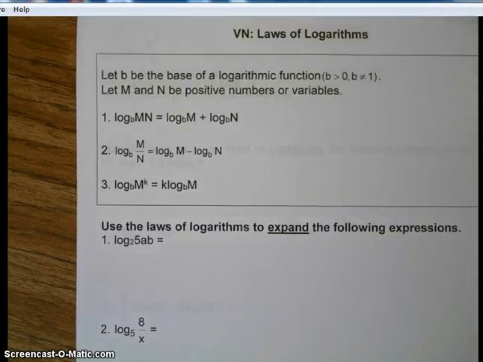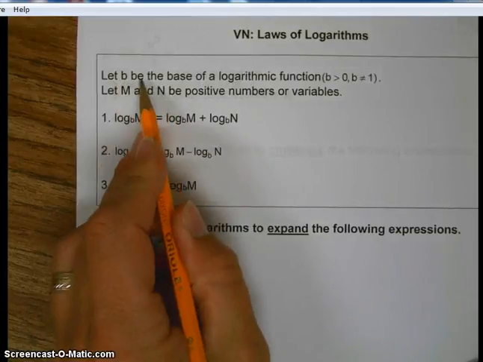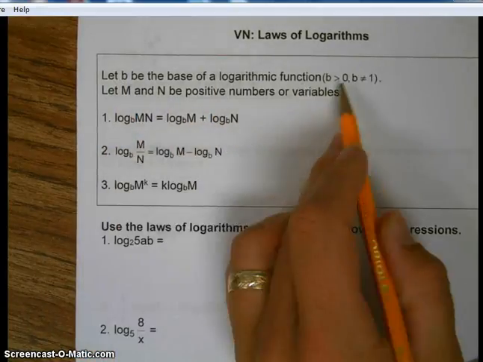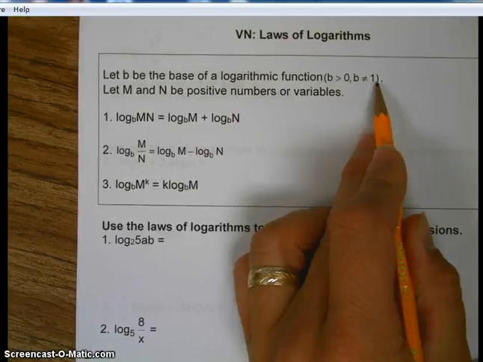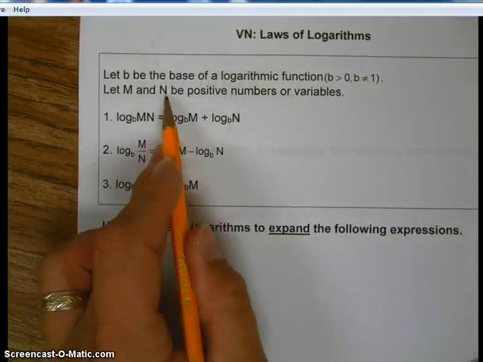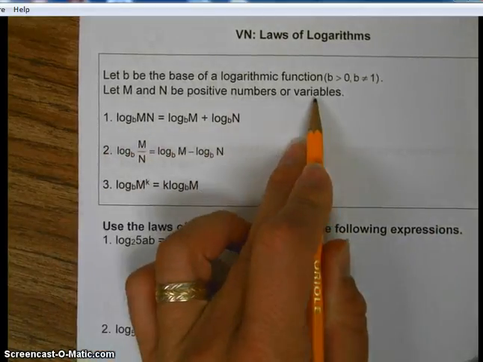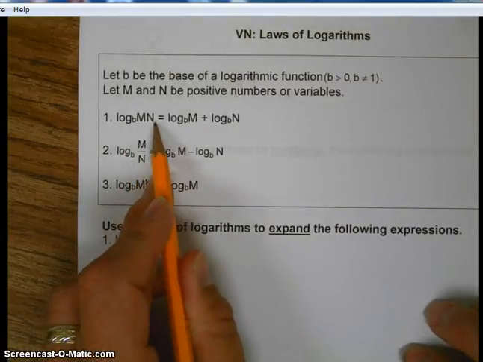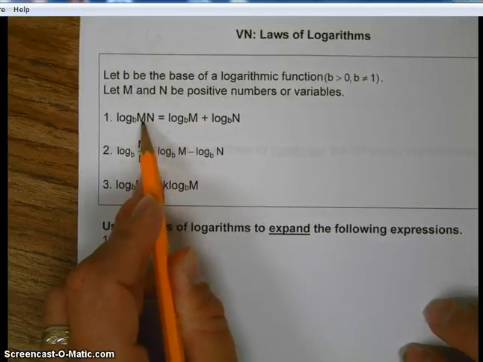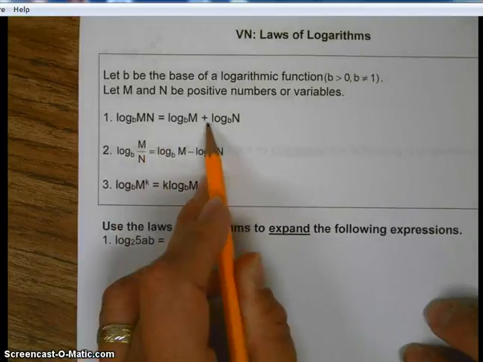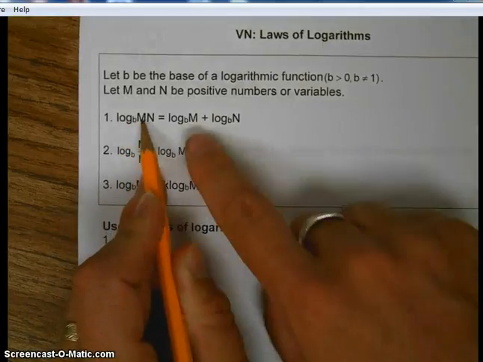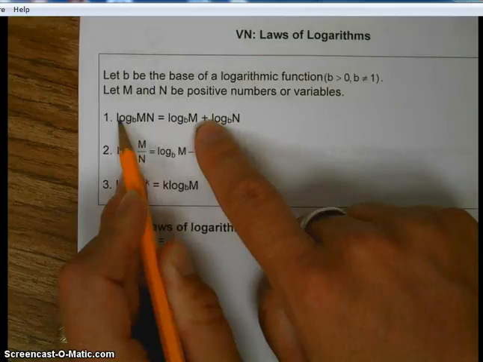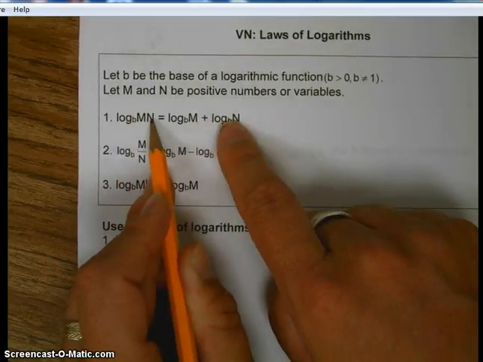So first of all, when dealing with logarithms, we're going to let b be the base of a logarithmic function, where b is greater than 0 and b cannot equal 1. We're going to let m and n be positive numbers or variables. So right here we have log base b of mn. Since we're multiplying these arguments together, we can expand and write this as addition. So we can write log base b of m plus log base b of n. That's one of the laws of logarithms.